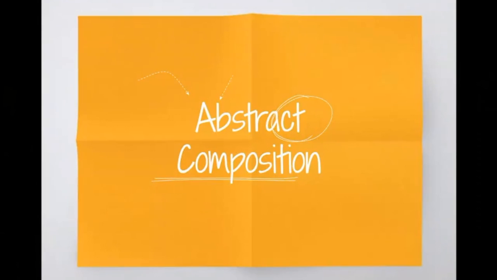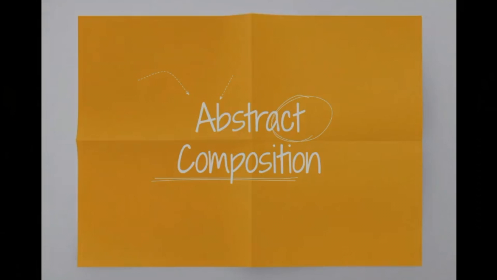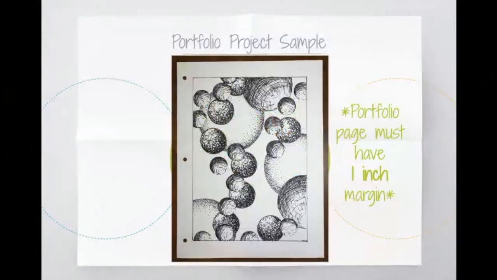Your next project is to create an abstract composition using pen and ink and our different techniques to show a range of values. Here's an example of what your project will look like in your portfolio page. It is very important to remember that these pieces have a 1-inch margin on them. It will help make our portfolio look a little bit more formal.